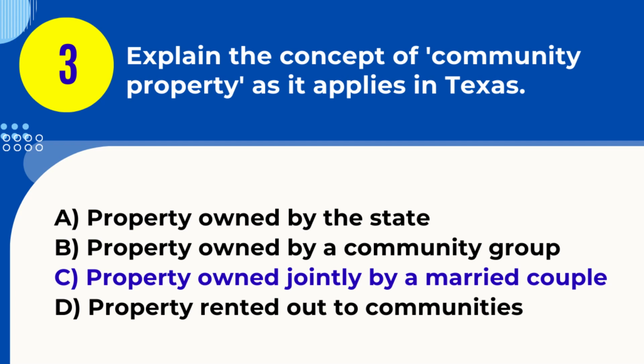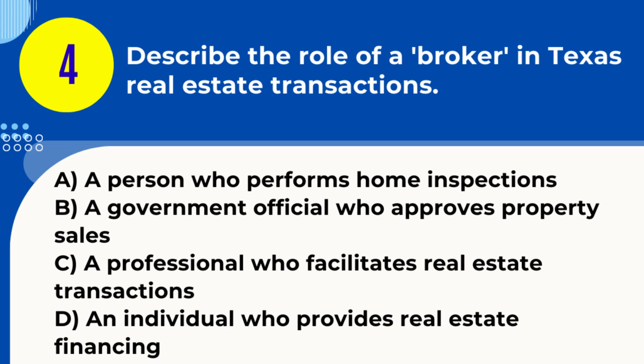Explanation: community property in Texas refers to the concept where property acquired during marriage is owned jointly by the married couple. Question 4. Describe the role of a broker in Texas real estate transactions.